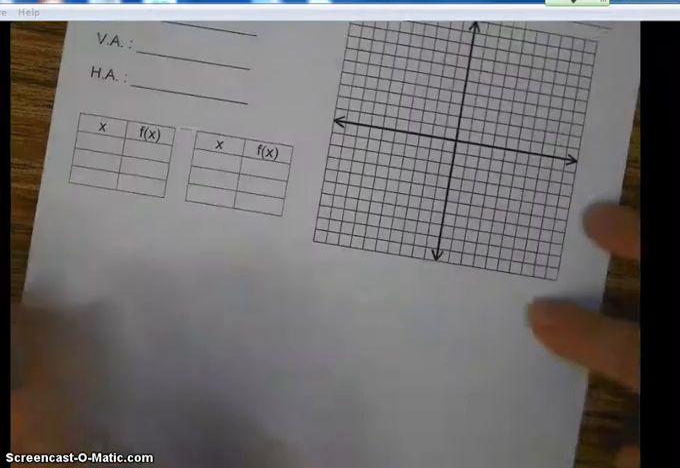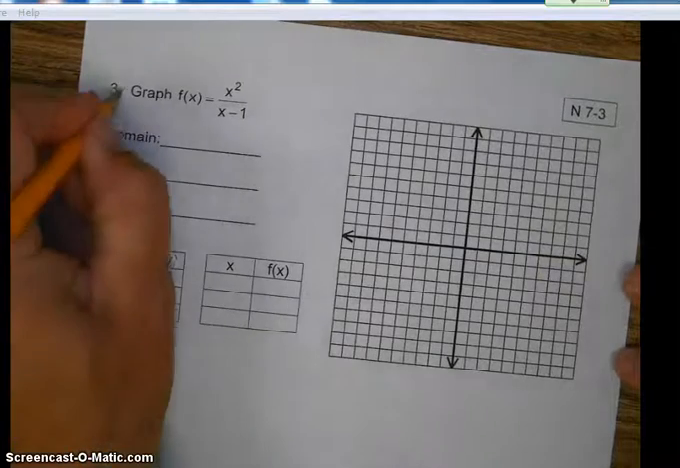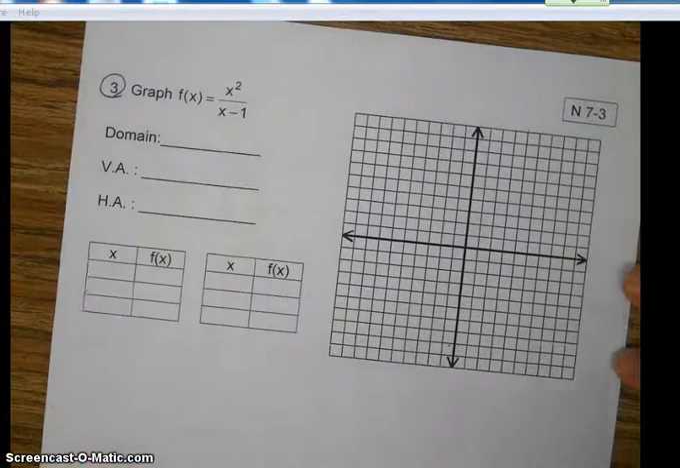Let's turn it over. Let's save one for you. Why don't you give that one a try? And I'll check that one with you guys.